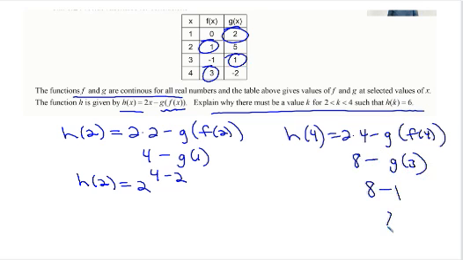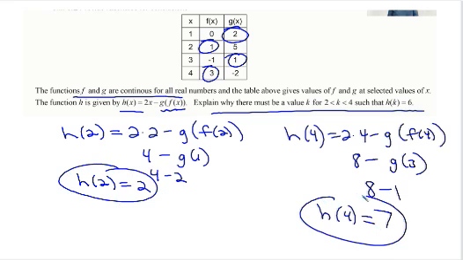8 minus 1 is 7. All right, and there we go. This is h of 4, which is 7. This is h of 2, which is 2. We have shown that there has to be a value that is between 2 and 7. Okay, h of k, there is a value because this function is continuous and the intermediate value theorem applies.